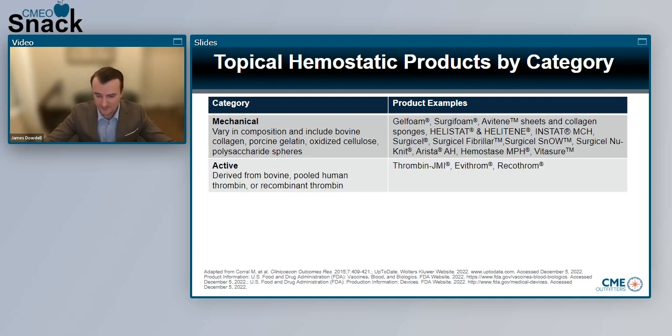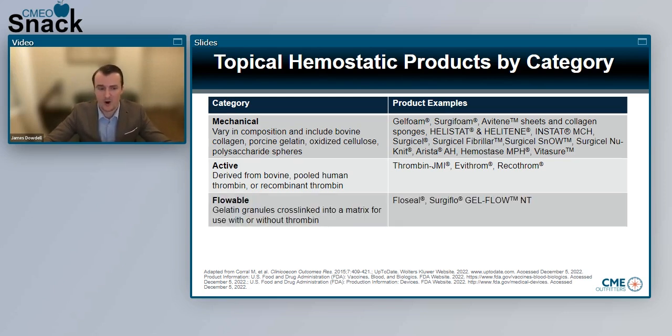Now, active, that helps stimulate the clotting cascade. So thrombin, you're giving thrombin to a patient so they can stimulate their own clotting cascade. A mixture of the both is probably the most effective. Flowables help getting to the hard to reach places. The flowables that I know of in my hospital are FloSeal and Surgiflo.